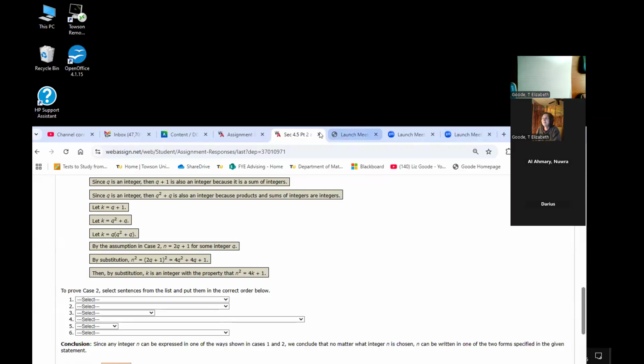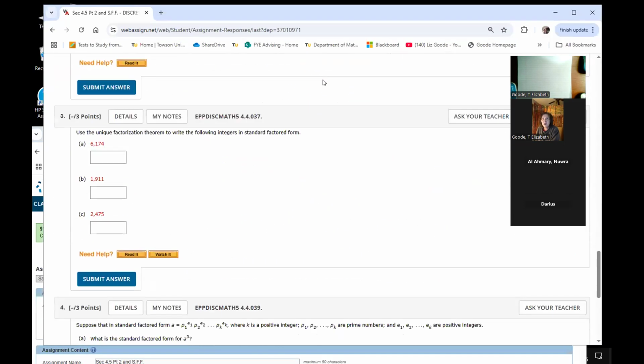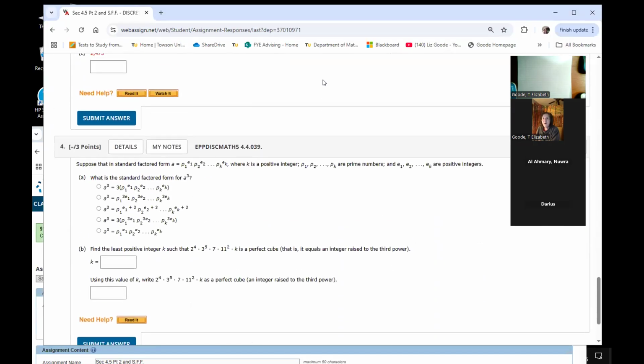Problem number 4, did you say? Yes. All right. Thanks for your patience. Let's get this screen share up so that we can look at this together. Problem 4. Oh, that's the one about standard factored form of a perfect cube.